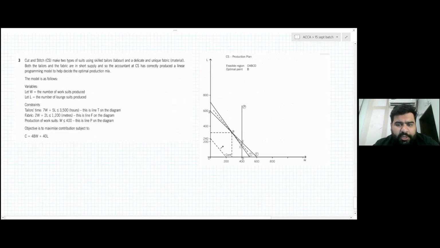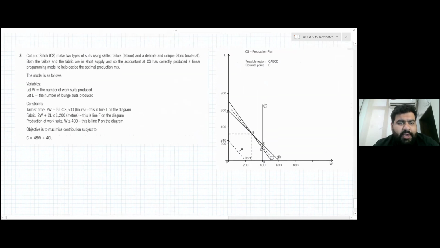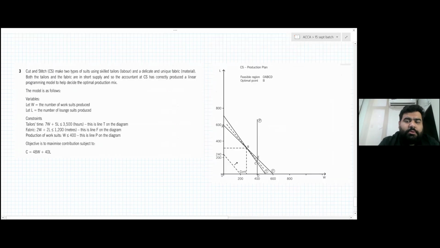Okay, there is one more question here. Let us see. Cut and stitch make two types of suits using skilled tailors. Labor means basically skilled tailors are being used as labor, and a delicate unique fabric material. Both the tailors and fabrics are in short supply. It means tailor T and fabric F are basically in short supply.